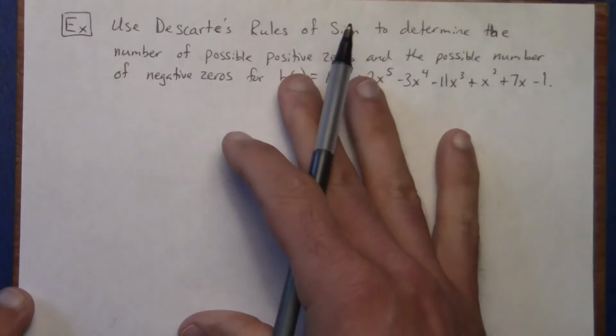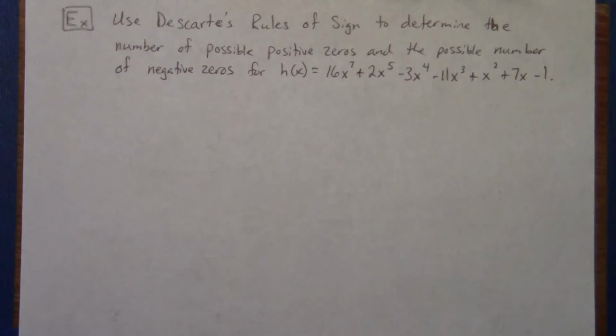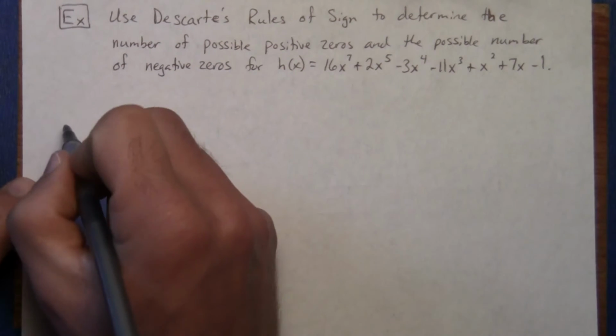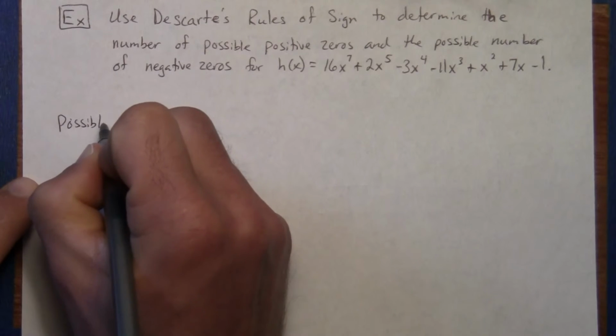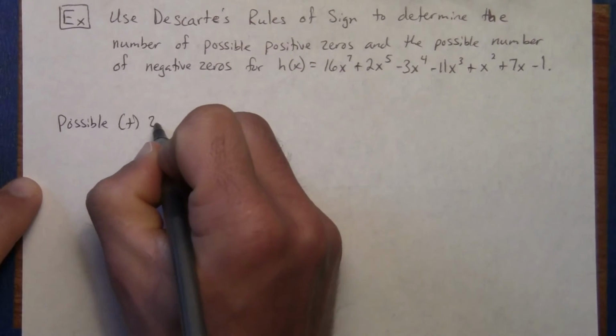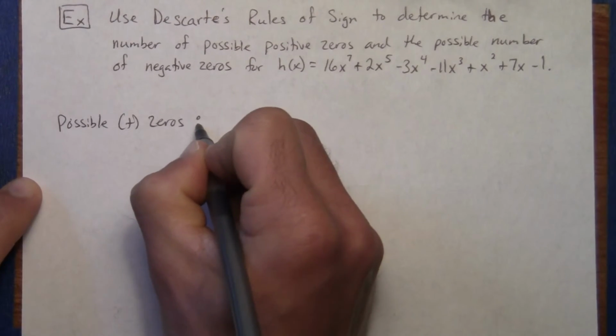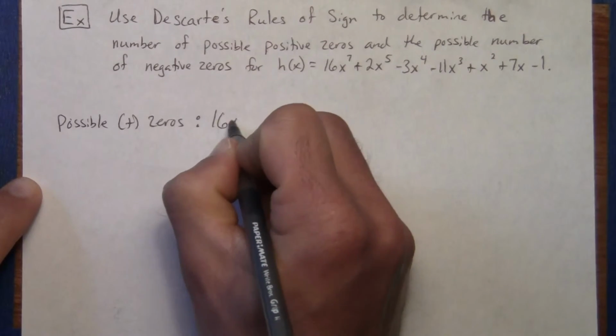Alright, last problem for this particular section is using Descartes' rule of signs to determine the number of possible positive zeros and possible number of negative zeros. It doesn't tell me for sure that I have 2 positive zeros, it tells me that I could have 2. So to find the number of possible positive zeros, you are going to take the function, the original function, make sure that it is in order.